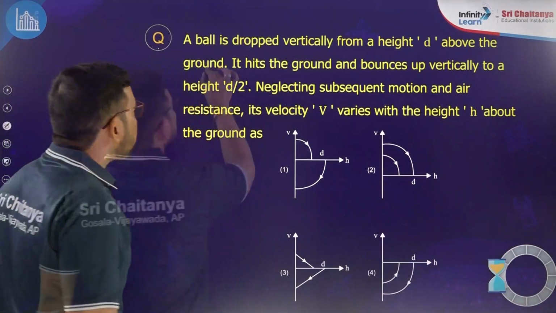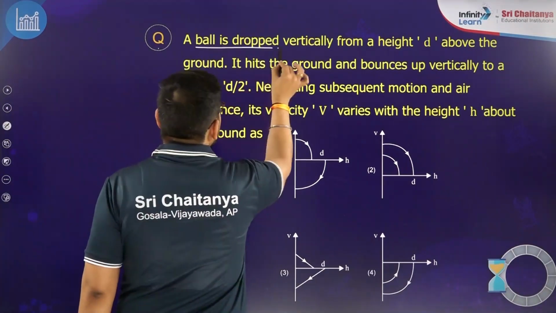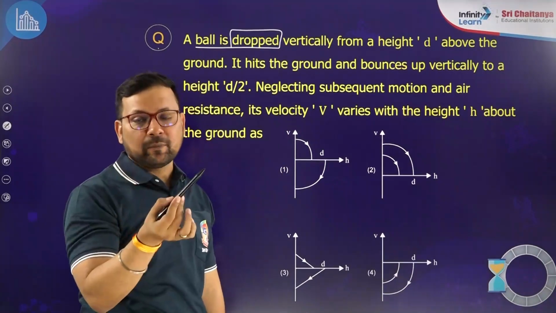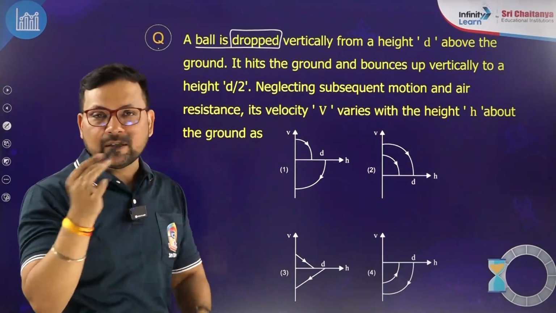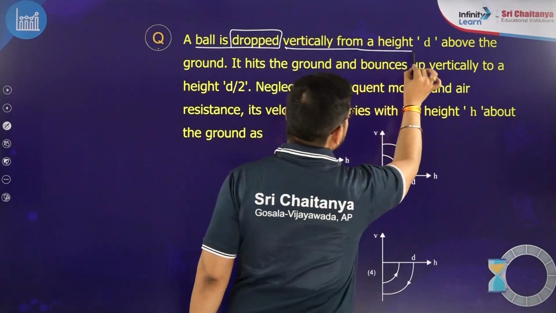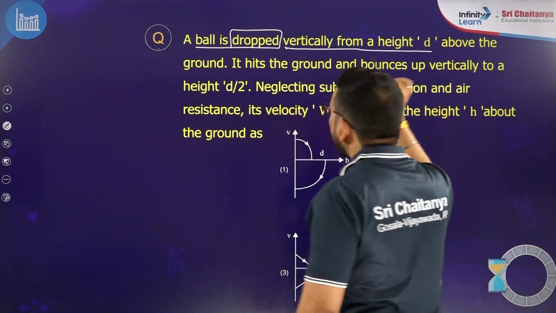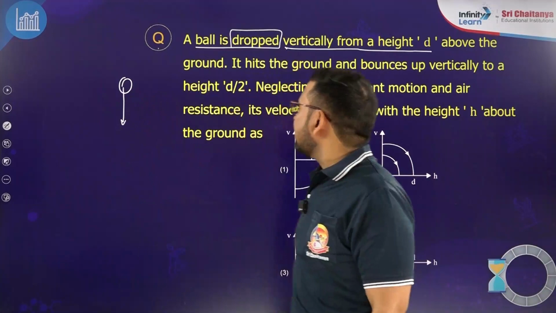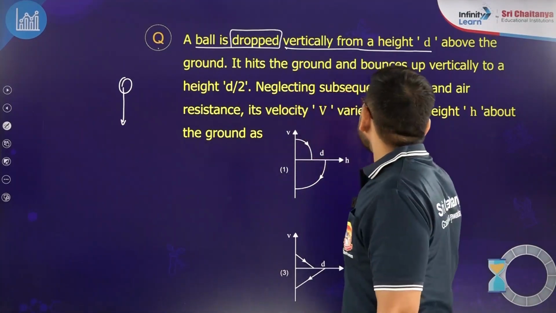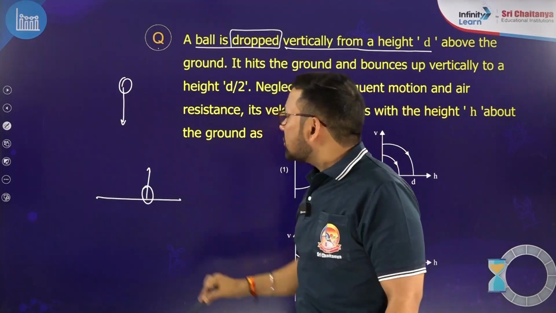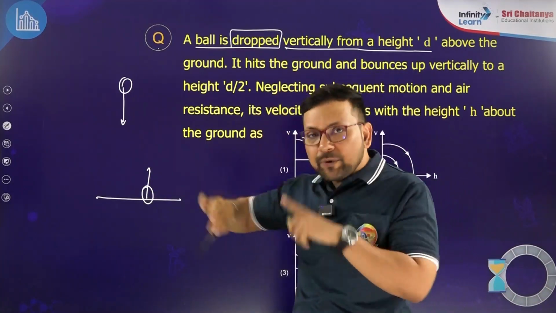In this question, look at this. A ball is dropped. You will see in every question that it is either dropped or projected up, because their analysis will be different altogether. Dropped vertically from a height d above the ground. First you are dropping it. It hits the ground and bounces up. So this is a rebounding question.